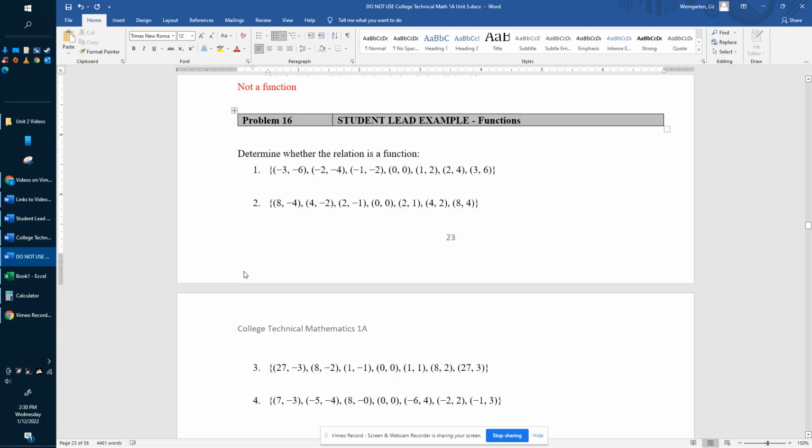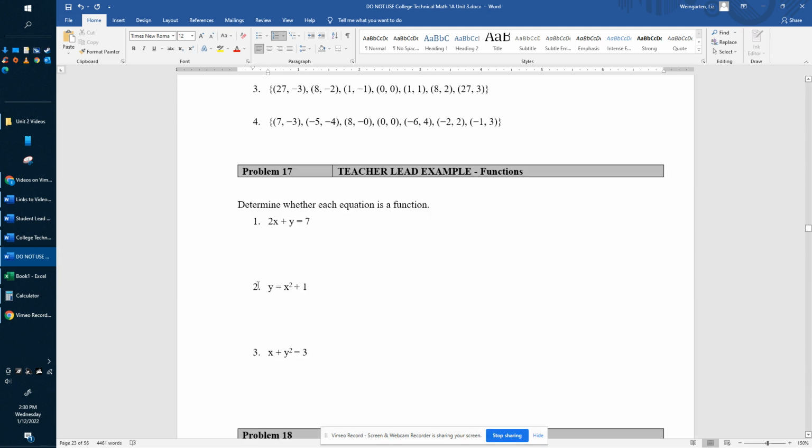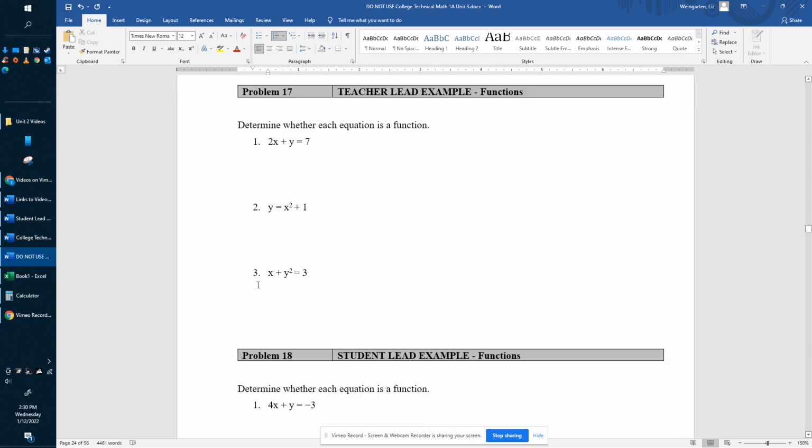So pause the video here, work on problem 16. Hopefully my hints will make it so that it won't take you too long. All right, let's move right along. Problem 17. Determine whether each equation is a function.